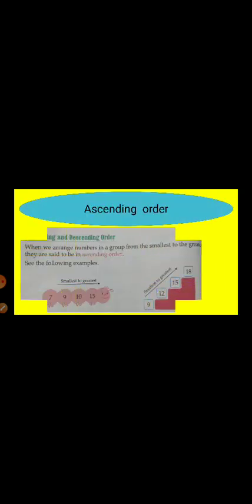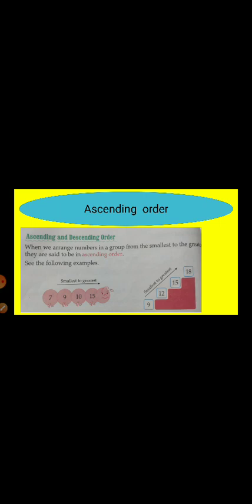For that you have to open your textbook page number 70. So let us start ascending and descending order. How to write numbers in ascending order and descending order. Now see the first one, ascending order. When we arrange numbers in a group from the smallest to the greatest, they are said to be in ascending order. See the following examples.